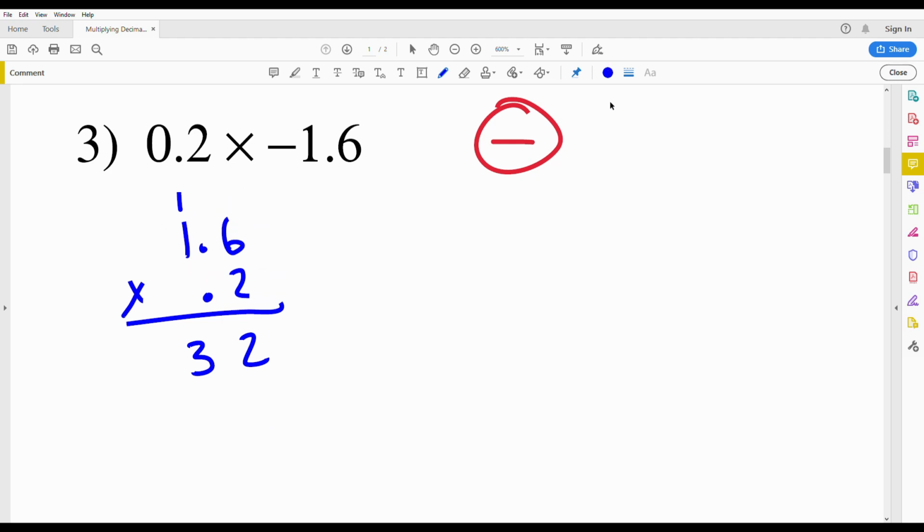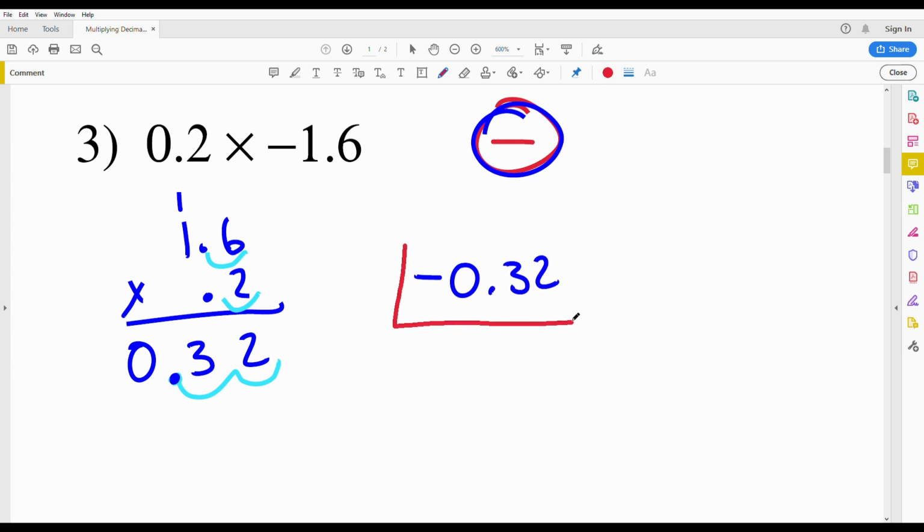So now, how many decimal places do we need to account for? Well, there is 1 in the first number and 1 in the second number. So that's 2 decimal places that we need to take into account. So 0.32 will be our solution. But remember, it's negative. 0.32 is 1.6 times 0.2, but 0.2 times a negative 1.6 is going to be negative 32/100ths. Negative 0.32.